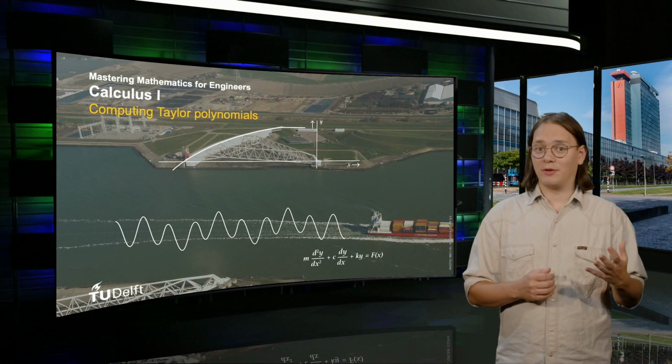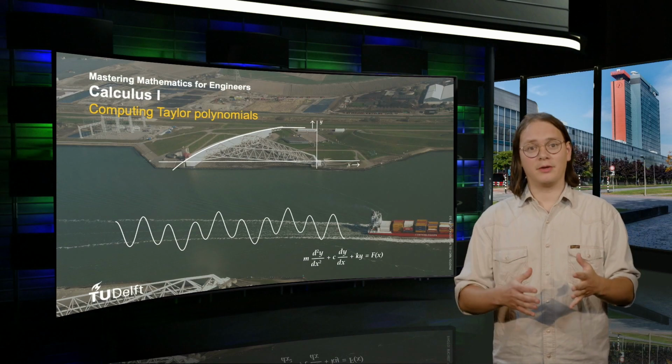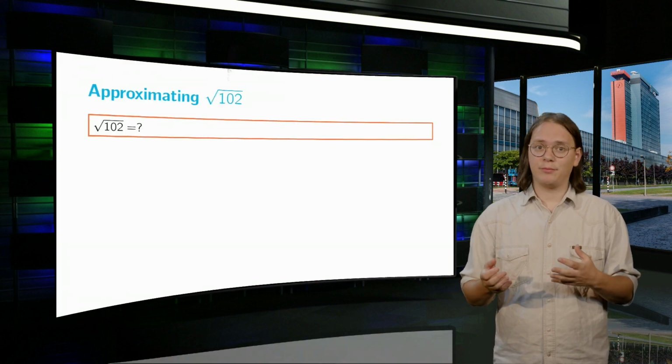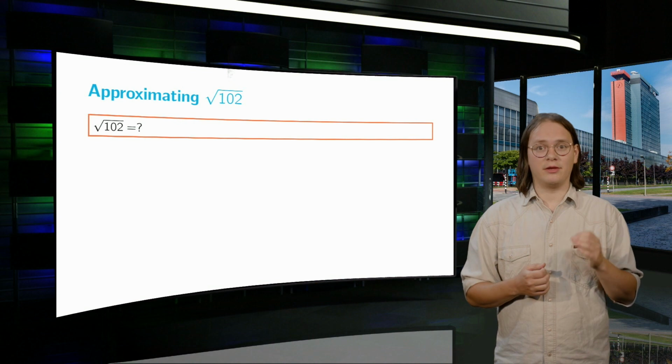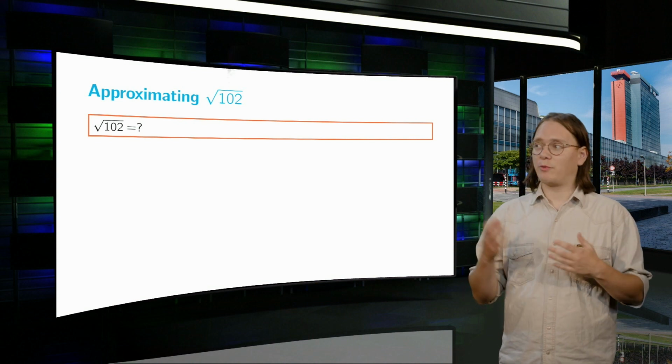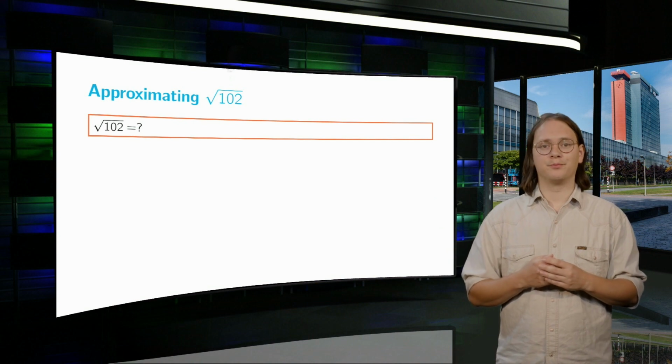Now that we know what a Taylor polynomial is, let's have a look at how it can be applied. First, let's consider an example similar to the one we already considered in the introduction to this week. Namely, suppose we would like to know the square root of 102.